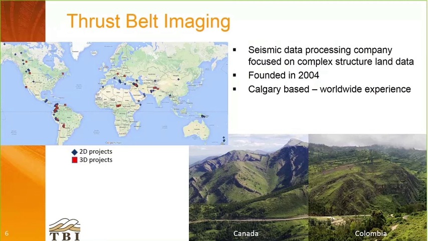Thrust Belt Imaging is a seismic data processing company. We're focused on complex structured land data. We were founded in 2004, and we're Calgary-based, but have worldwide experience. You can see on the map on the top left a selection of our 2D and 3D projects. So we do have extensive experience in compressional and extensional basins around the world. And in the bottom right, I'm showing a picture of Canada and Colombia, saying we developed our experience in Canada, but it's equally applicable to geologic settings around the world.